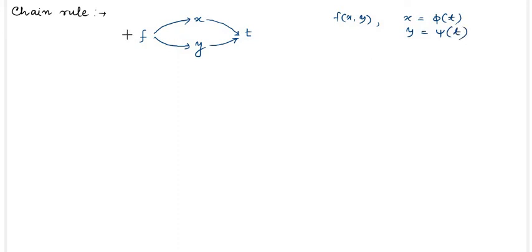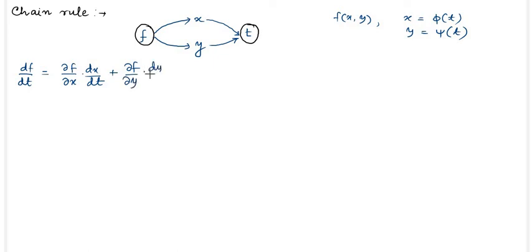So actually what we have is that f is a function of a single variable now, t. So we can find df/dt, since this is a function of a single variable. Now df/dt in this case will be defined like this: del f/del x into dx/dt, since x is a function of t, plus del f/del y into dy/dt. So this is the chain rule, when f is a function of x, y, and x and y are functions of another variable t.